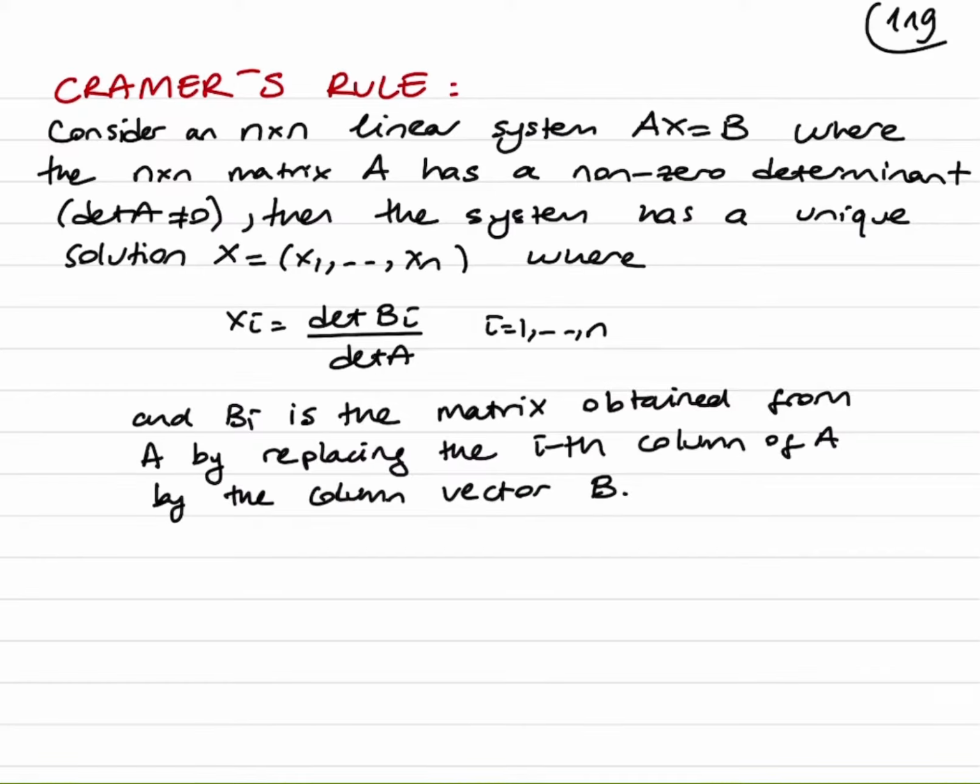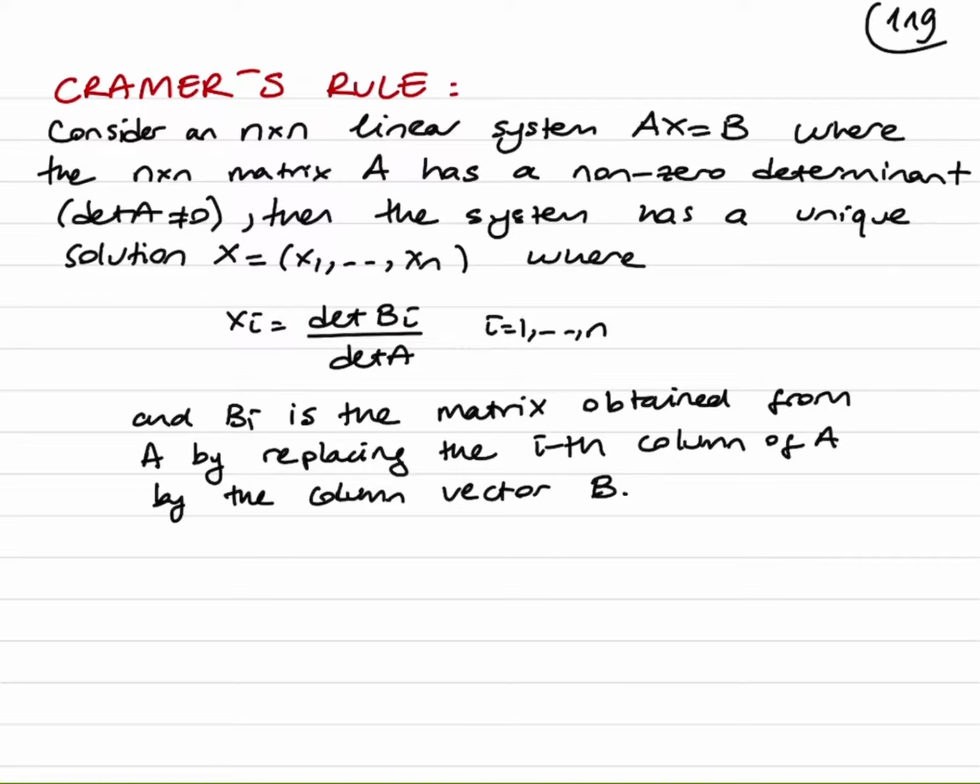Cramer's rule. Whenever we have an n by n linear system Ax = b, where the n by n matrix A has a non-zero determinant, then the system has a unique solution, and we can find this unique solution by using Cramer's rule. The solution will be of the form x1 to xn, and we can find each xi by just dividing the determinant of Bi by the determinant of A.